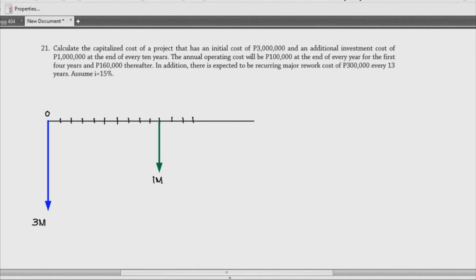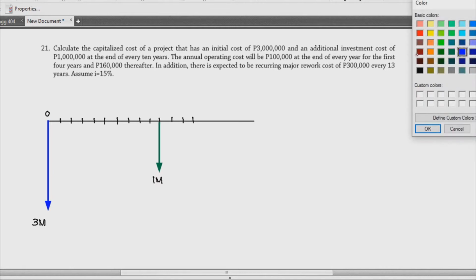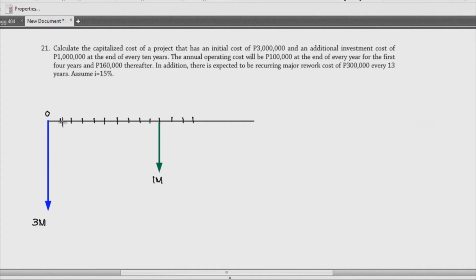So we have an annual operating cost of 100k, but that is just for 4 years. So let's have it here: 1, 2, 3, and then our fourth, since it's only 4 years. So the annual operating cost of 100k extends only up to here. We could just use 100k here so it isn't too long, with so many zeros. And then it said it's 100k for the first 4 years, and after that 160,000 at the end of the period.